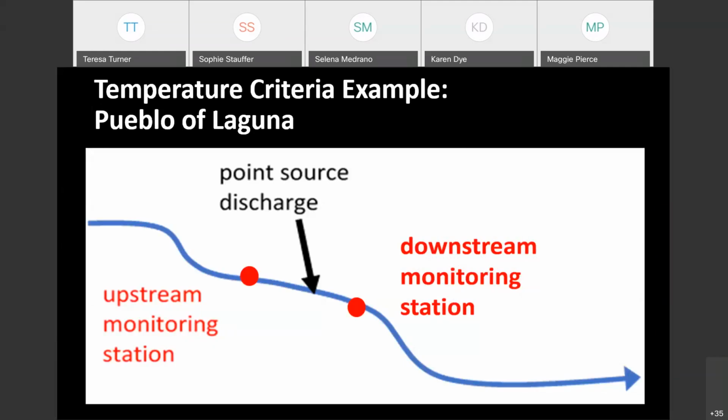So in this example, we have an illustration of the relative change concept from the Pueblo of Laguna's temperature criteria. This blue squiggly line with the arrow on it represents a water body. The black arrow coming in is a point source discharge. And their criteria are based upon an acceptable amount of change from an upstream to a downstream relative to a point source. That's upstream to downstream around a point source. So it's important to have data from both of those locations.